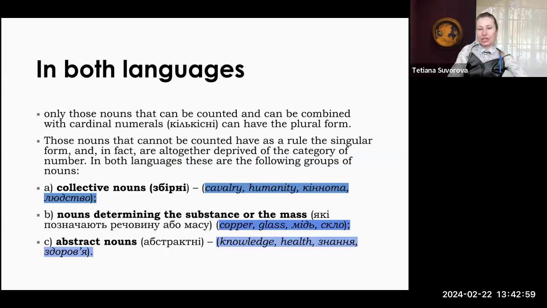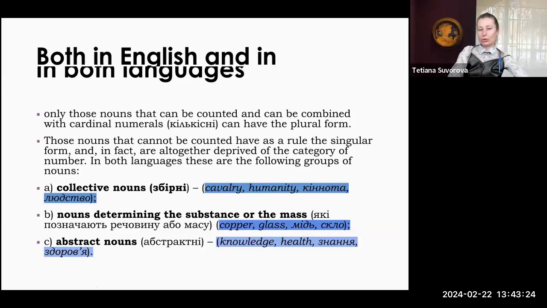Well, and in both languages, we can speak about collective nouns. Here are examples: кінота, humanity, cavalry, людство. Copper, glass, мідь, скло, and abstract nouns: knowledge, health, знання, здоров'я. By the way, you see, here we speak about singularia tantum. They are all used in singular.